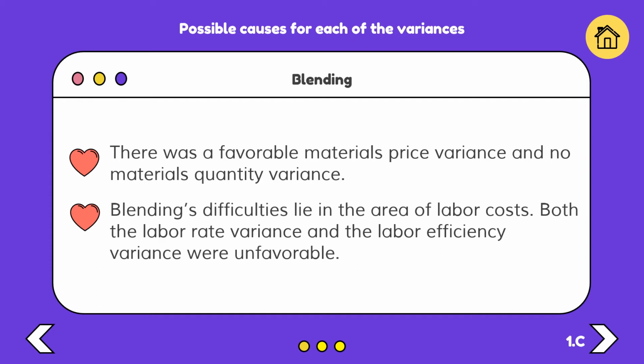Blending's difficulties lie in the area of labor costs. Both the labor rate variance and the labor efficiency variance were unfavorable. If their strategy was to employ more expensive labor in hopes of having it complete production in a short amount of time, it was not successful.